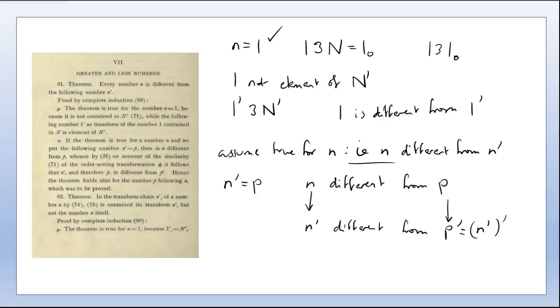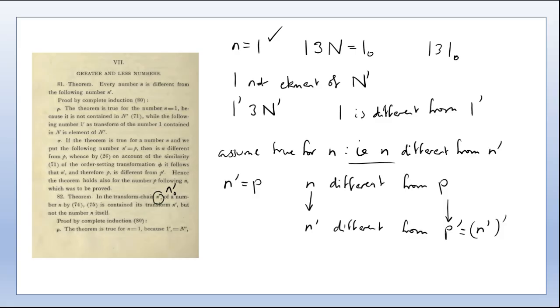Okay, so let me maybe I don't need to clear any space actually. So let's just move on to theorem 82. In the transform chain n naught primed, and it's not printed very clearly, but that is n naught primed in there, of a number n, by 74 and 75 is contained its transform n primed, but not the number n itself. So again, this is another induction proof.